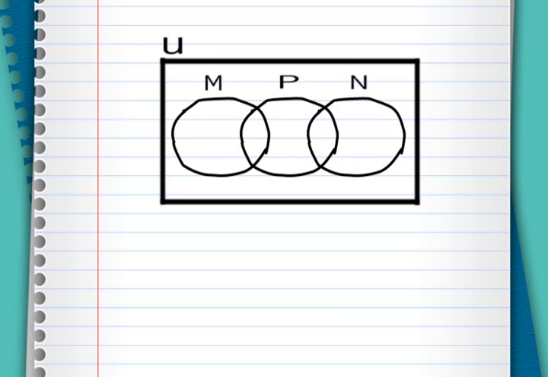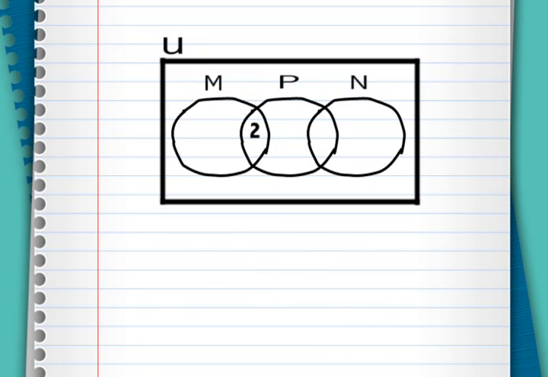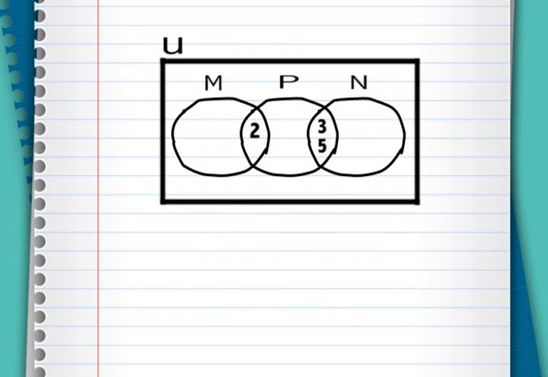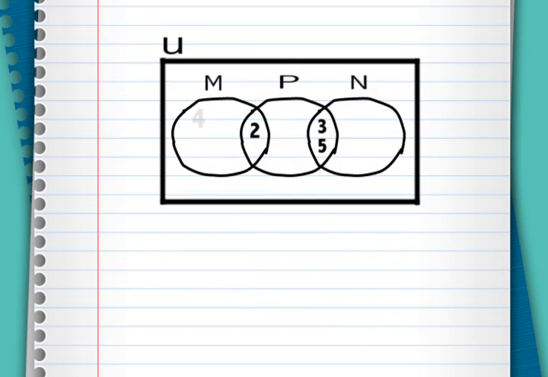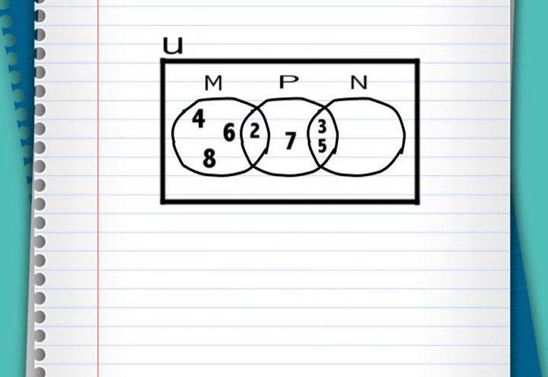And we fill in the elements. Now, what is the intersection of M and P? 2. Yes, 2 was the intersection there. And P and N? 3 and 5. Correct. What are the other elements in M? 4, 6, 8. The other elements in P? 7. We already have 2, 3, and 5, so just 7 is missing.